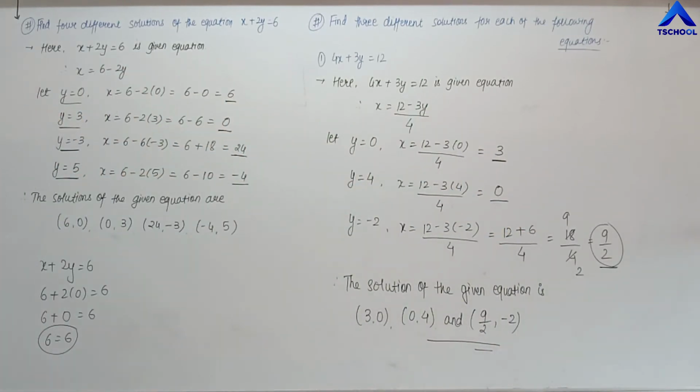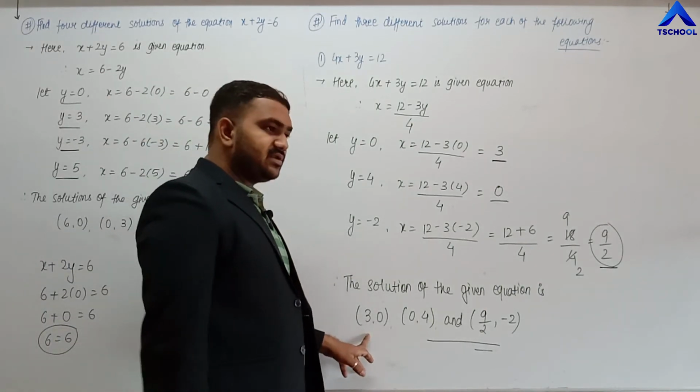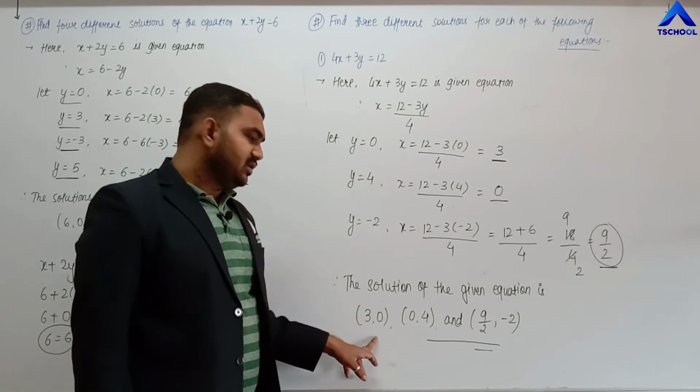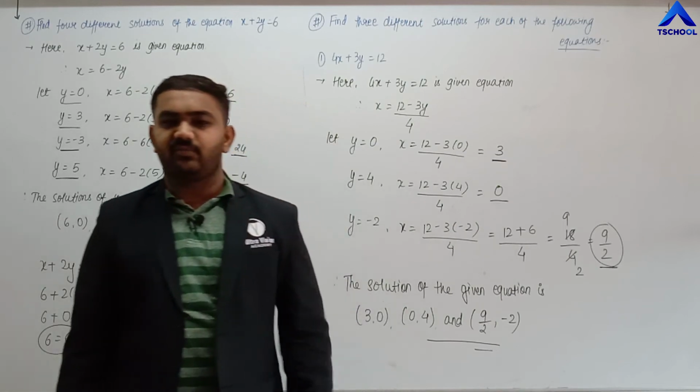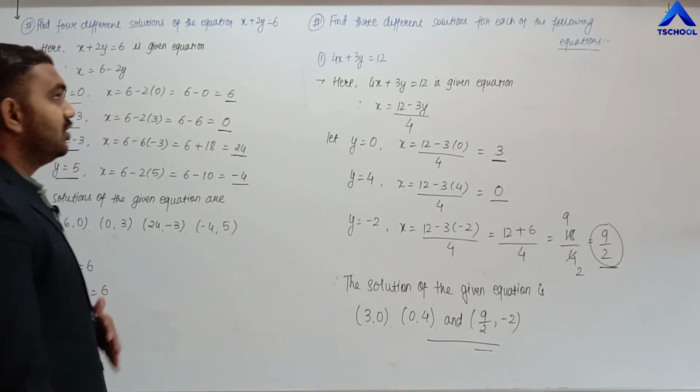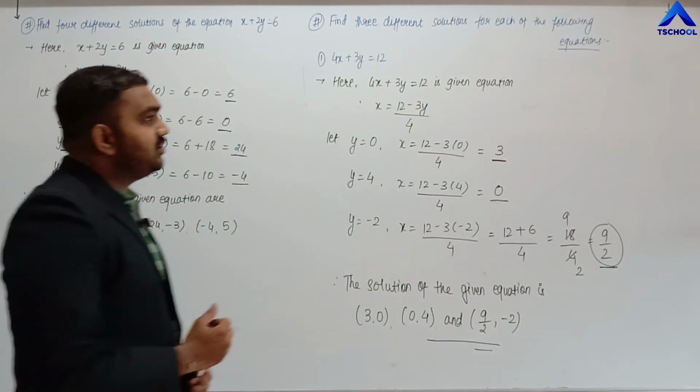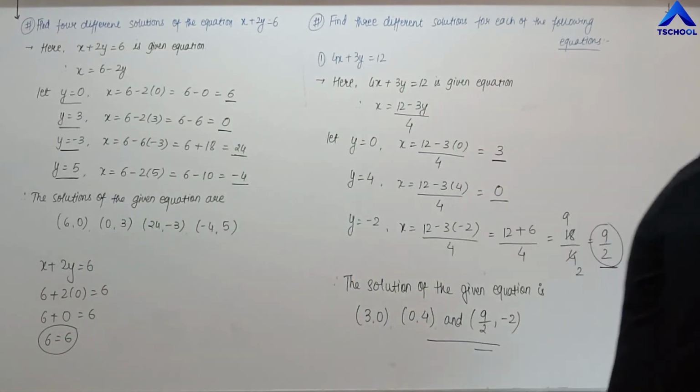Right? So we got the solution of the given equation. The first solution here is (3, 0), the second solution here is (0, 4), and the third solution here is (9/2, -2). So this is how you can find out the solution of any given equation.